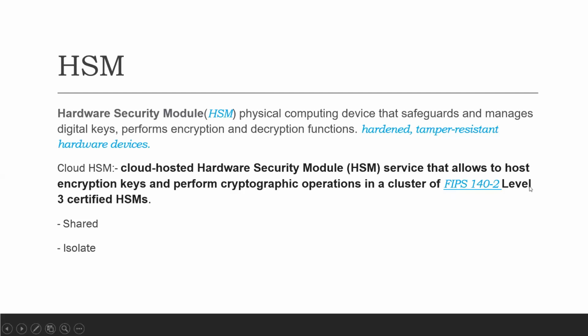There are 4 levels. So HSM is level 3, and it can be shared, it can be isolated. If shared, it is the same as the public cloud concept. HSM in public cloud concept is known as HSM shared. Then the same HSM stores the secrets of multiple customers. If it is isolated, only one customer, same as private cloud, uses the HSM. So it is much costlier than the shared one.